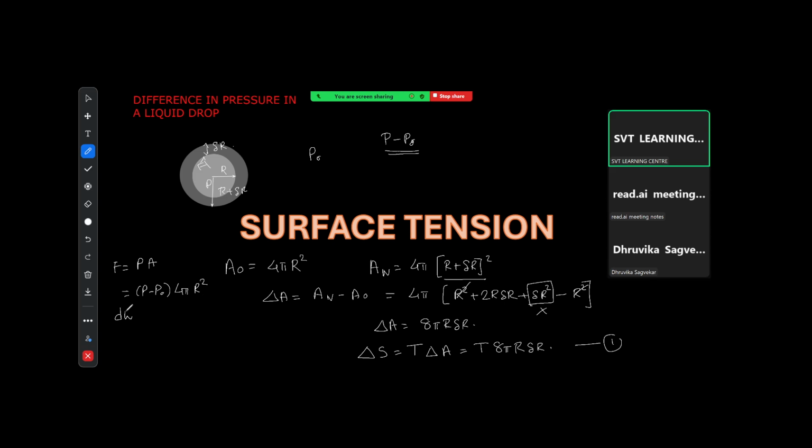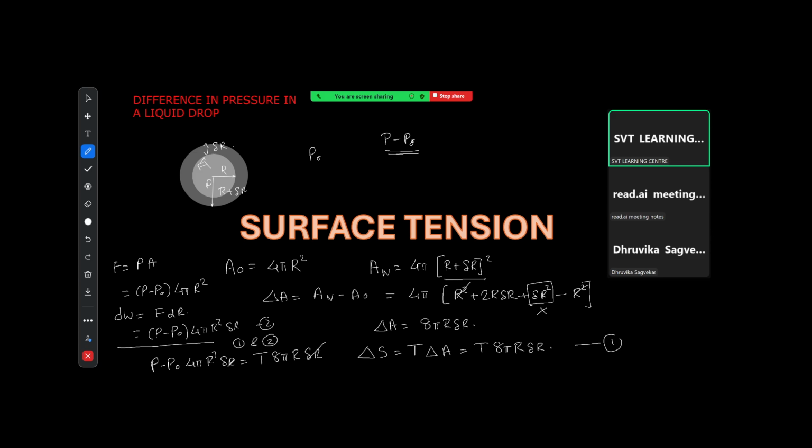So the change in energy will be equal to the work done, which will be F into displacement, that is del R. If you put the values over here, you will get P minus P0 into 4 pi capital R square into delta R. Now both of them, here and here, are the same, correct? So you equate 1 and 2 together, what will you get? You will get P minus P0 into 4 pi R square into delta R, and this will be equal to T into 8 pi R delta R, correct?